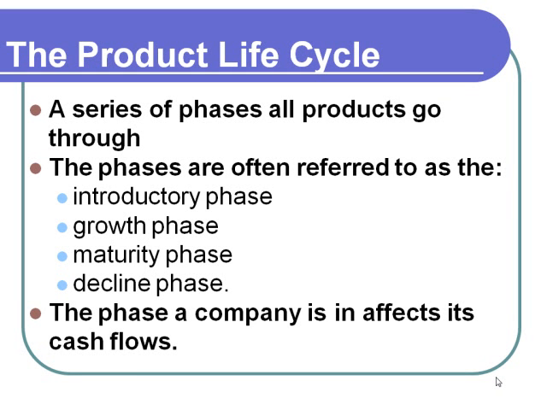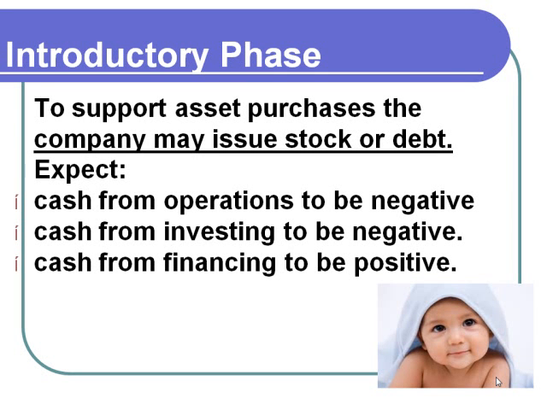So we're going to relate the product life cycle and the phase that the product is in with its cash flows. So let's talk about introductory phase. So let's assume, just to make this very simple, to get the concepts, let's assume this is a one product company. So you would have a cash flow report for this company, and you would probably see this pattern. Cash from operations would be negative, cash from investing would also be negative, and cash from financing would be positive.